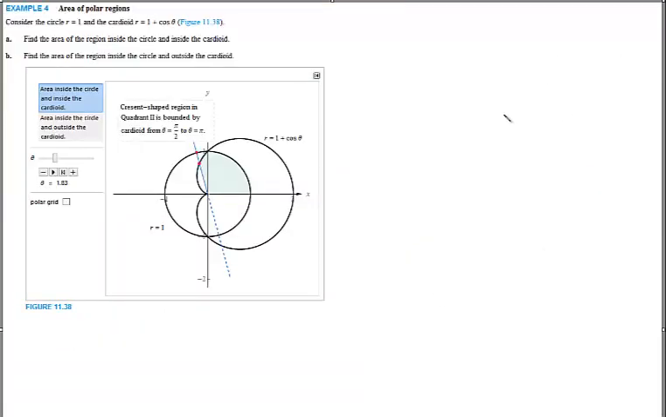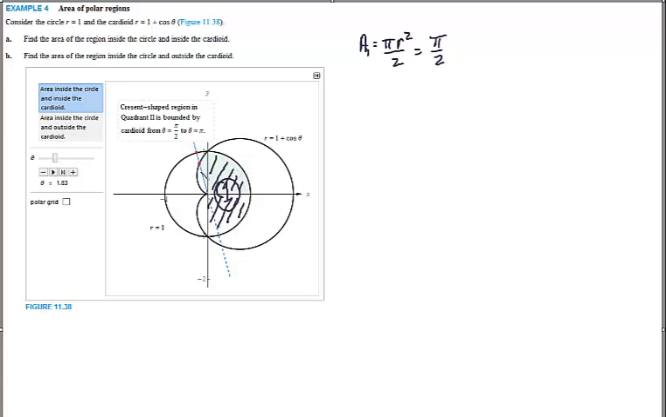In example 4, I've got to figure out the question. First, I'm supposed to find the area of the region inside the circle and inside the cardioid. So this part right here and this part right here are pretty easy to find. I can just use the general equation for the area of a circle, which is pi r squared, but I only have half of that, so the area of that little section, we'll call it area 1, is pi r squared divided by 2, so that area is pi over 2. Got that one.